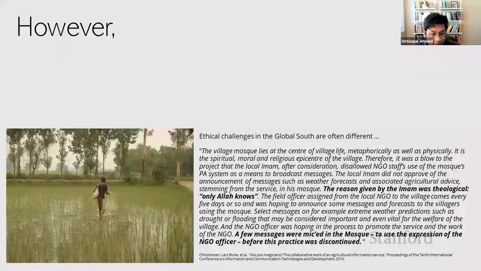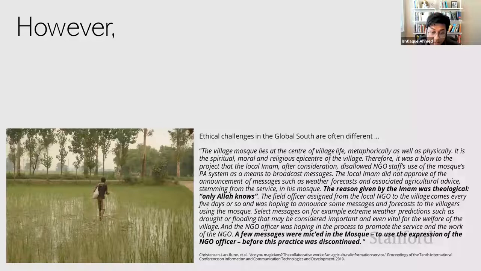The village mosque lies at the center of the village life, metaphorically as well as physically. It is the spiritual, moral, and religious epicenter of the village. Therefore, it was a blow to the project that the local imam, after consideration, disallowed NGO staff to use the mosque PA system as a means to broadcast messages. The local imam did not approve of the announcement of messages such as weather forecasts and associated agricultural advice stemming from the service in his mosque. The reason given by the imam was theological: only Allah knows.